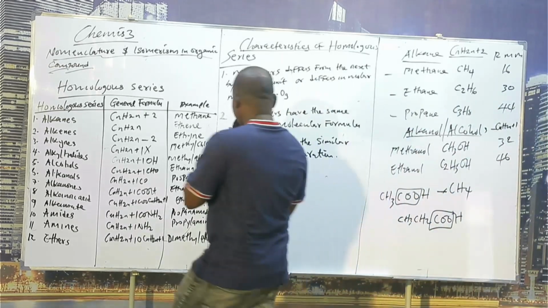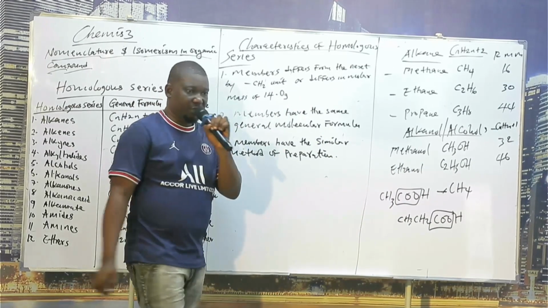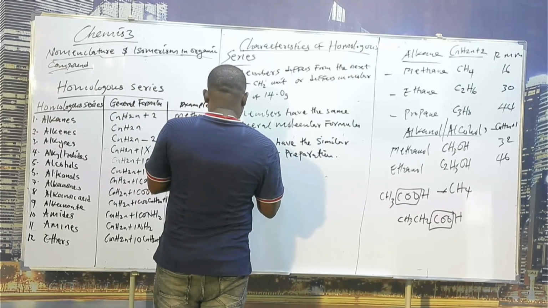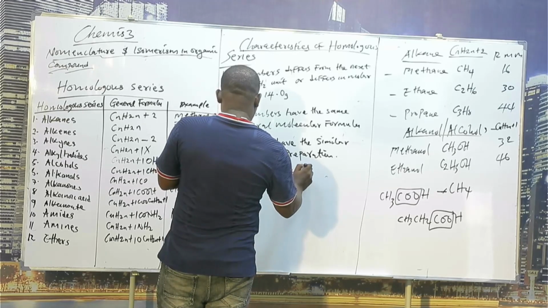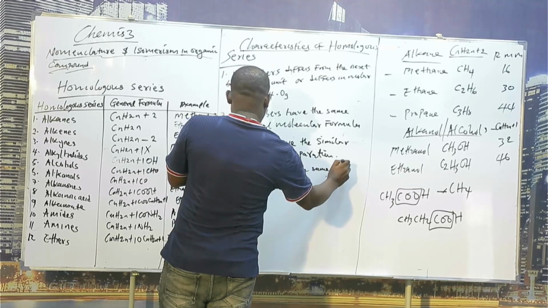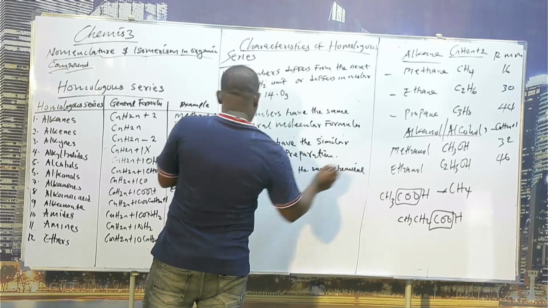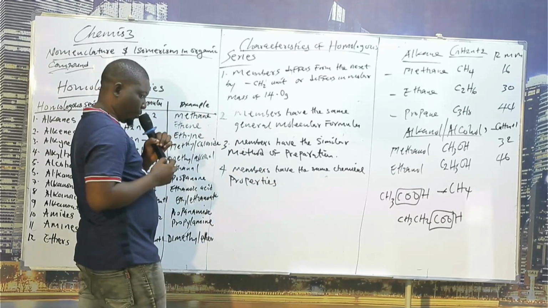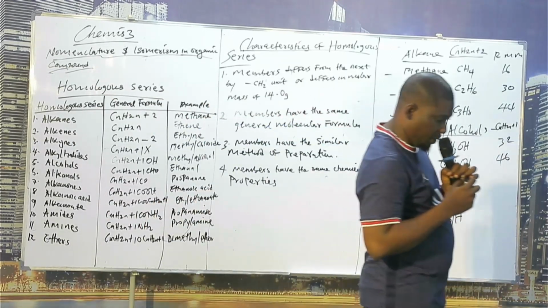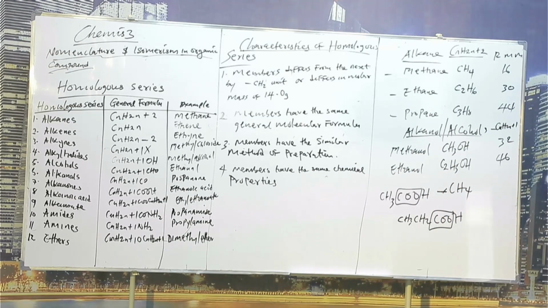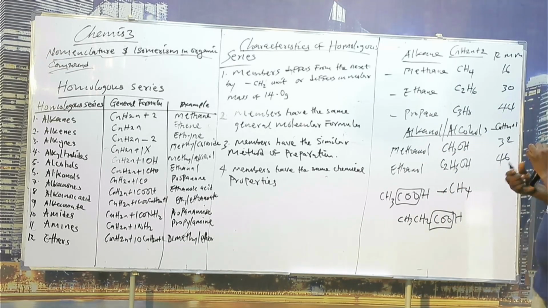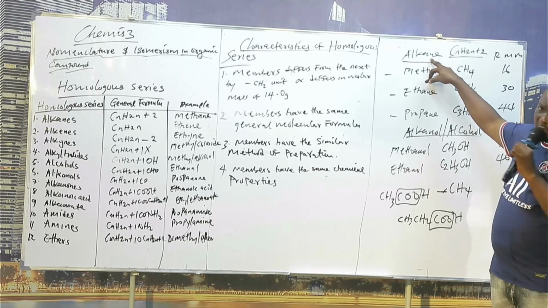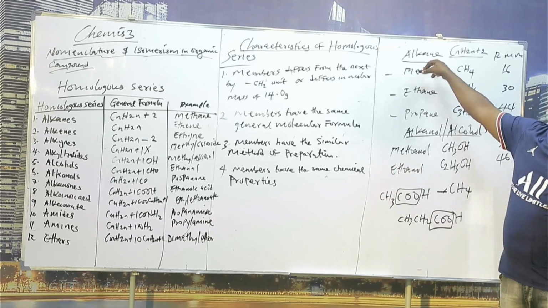Number 4. Members have the same chemical properties. For example, who can tell me the chemical properties that this family, alkane, undergo?